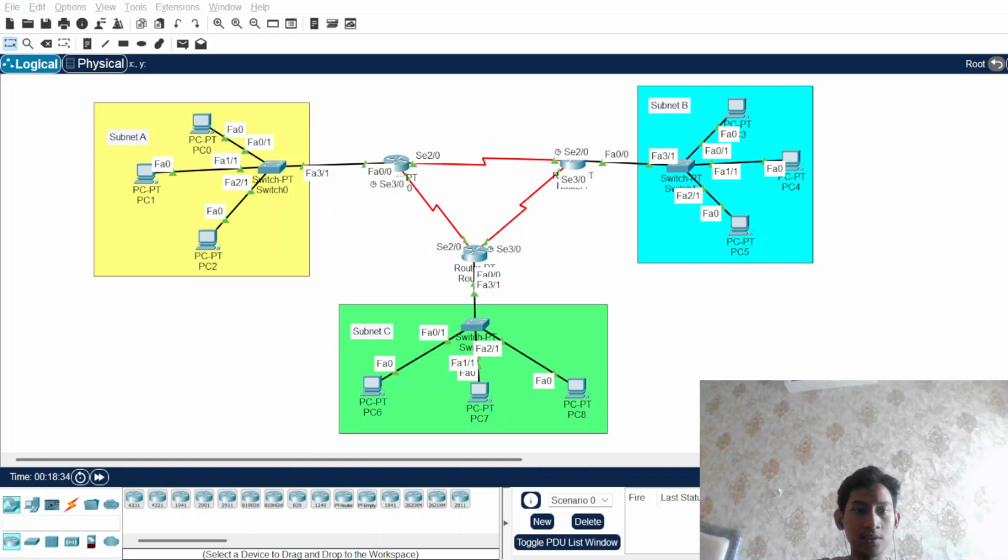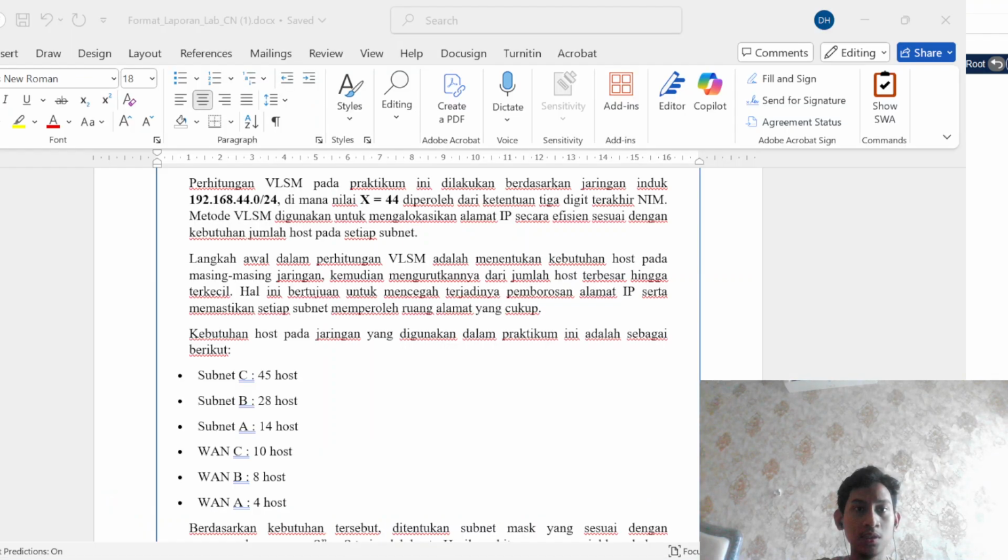We started this practical by determining the base network address, which is 192.168.44.0/24. The value of 44 was obtained from the last digits of the student identification number according to the given rules. From this base network, we were required to design a network consisting of several LANs and WANs, each with different host requirements.